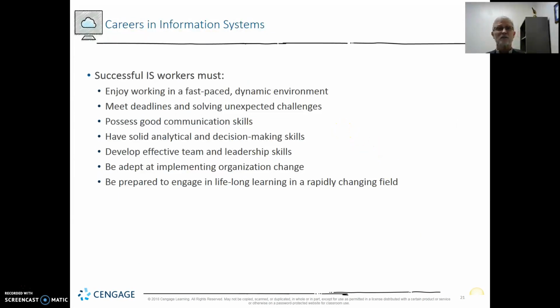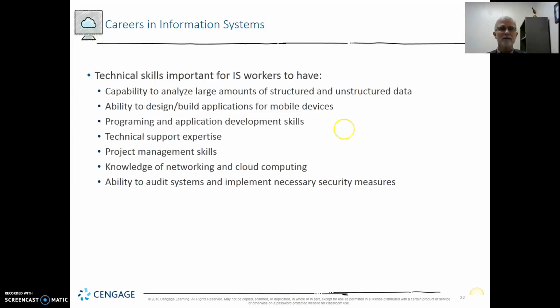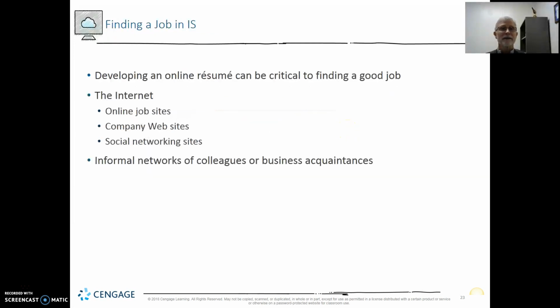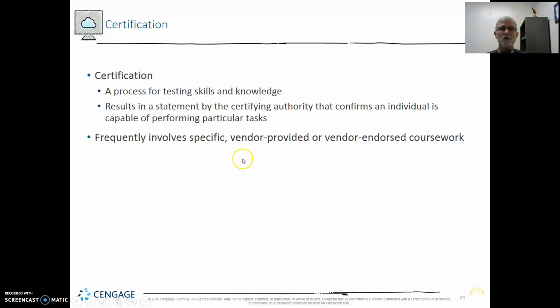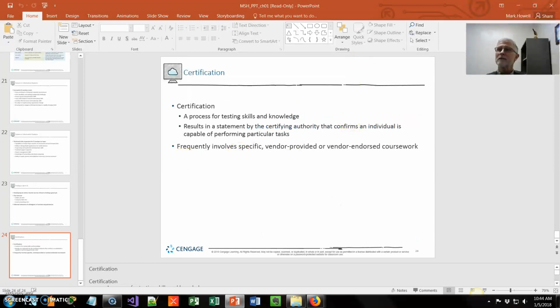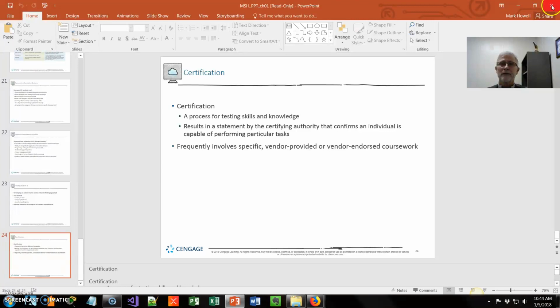And then it goes into a section on careers and information systems. It goes through what kinds of skills you must have, what kind of technical skills. Where do I find a job? On the internet, company websites, informal networks. And then it goes into what kind of certifications would be beneficial for you to have in place to make sure your resume or your online application is seen above others. So those are just a few of the changes and topics we've talked about in this chapter.